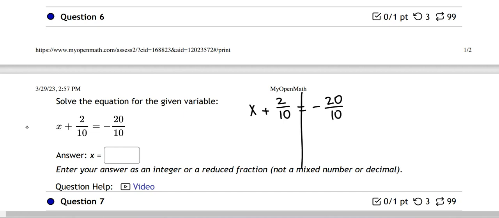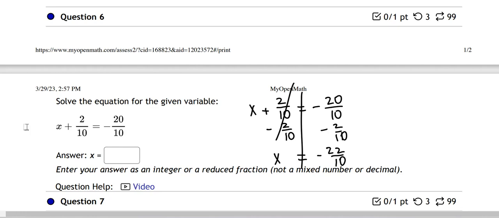On the left side and right side, I'm going to subtract 2 over 10 from both sides. So 2 over 10 minus 2 over 10 would cancel each other. That would be a 0. So you will have x on the left side. And then you would subtract 2 over 10 from the right side. So you have negative 20 and another negative 2 gives you negative 22 over 10. Make sure that you reduce that to negative 11 over 5.